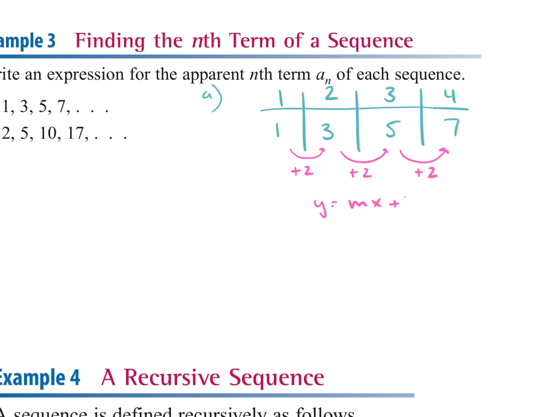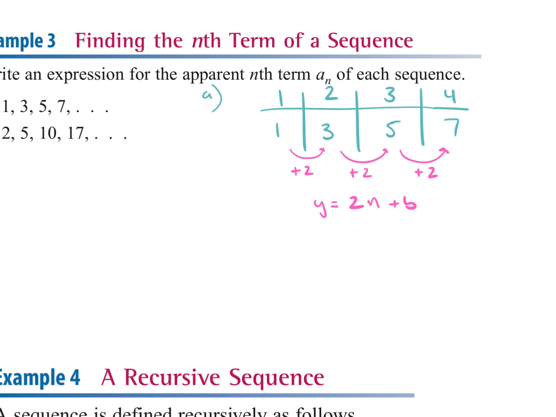Now, when we do this in 8.2, we're going to have formulas. It's going to make it a lot easier for us to come up with the examples. But for now, we're going to think about it this way. What do you think our slope would be? What are we increasing by to get from one number to the next? 2. Instead of x, we're going to use n because n just tells us the number of terms.